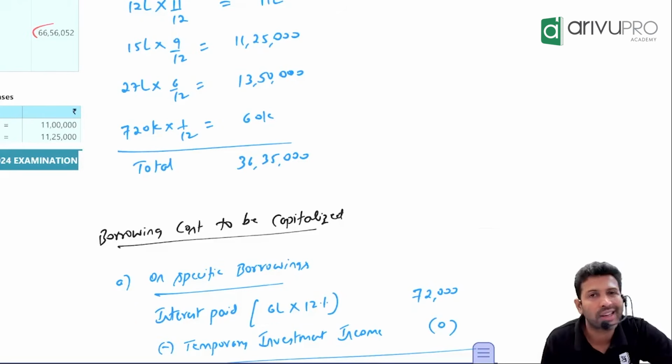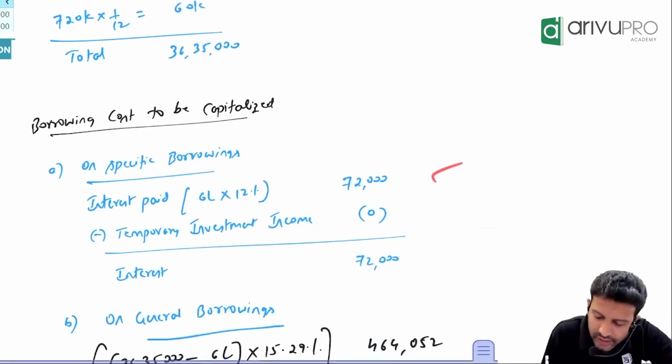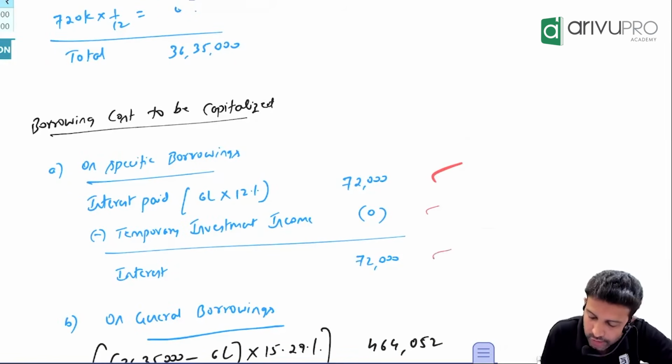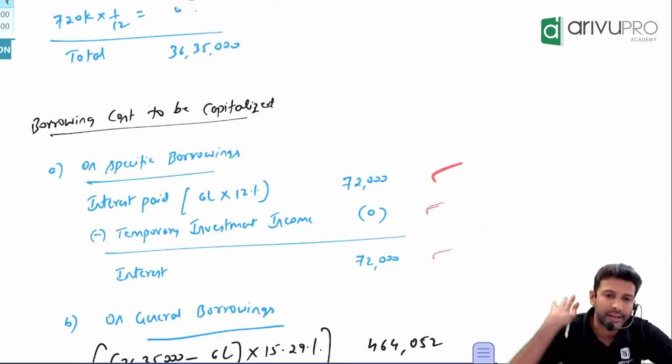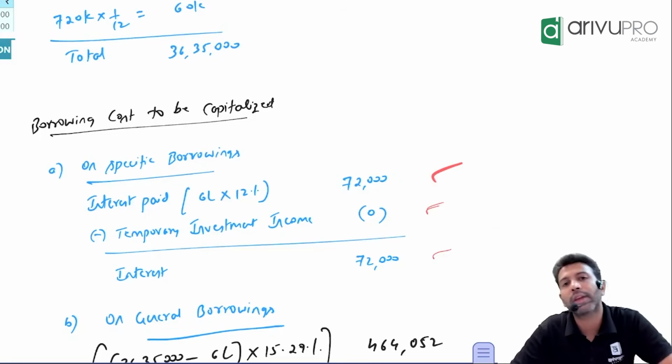Now, capitalization of borrowing cost. Any drama around specific borrowing, or is it straightforward? Straightforward, and in fact we have already done that. Is there any temporary investment income or not? If it was there, what would you have done? Reduced. So the borrowing cost to be capitalized relating to specific borrowing is how much? 72,000. Easy.